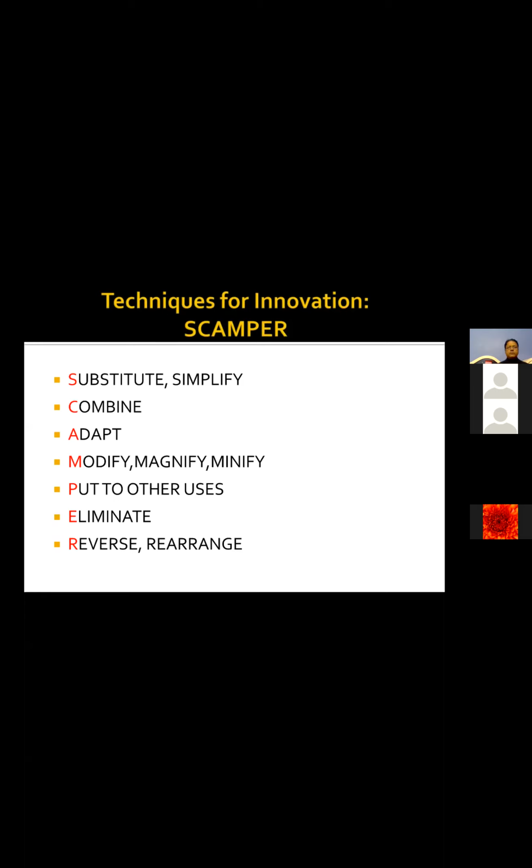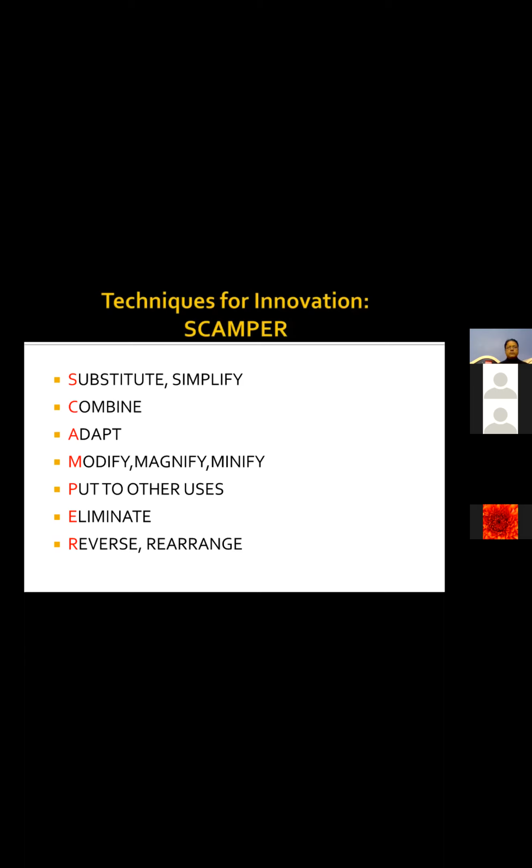If you can modify the product, it can lead to innovation. If you can magnify, that means if you can enlarge the size of the product, or you can minify. Minify means if you can reduce the size of the product, that can also lead to innovation. P stands for put to other uses. If you have any electronic gadget or any other gadget, and you can put that gadget to various other uses, that is also a big innovation.